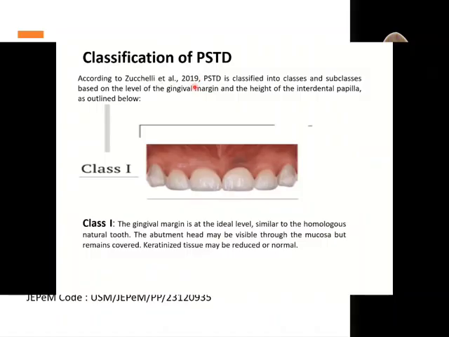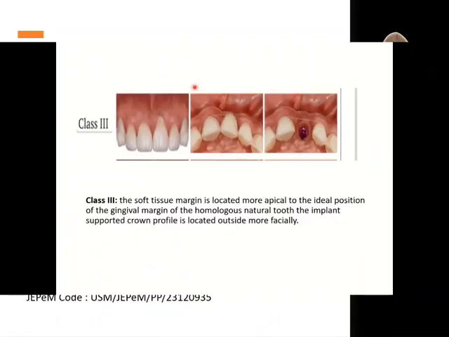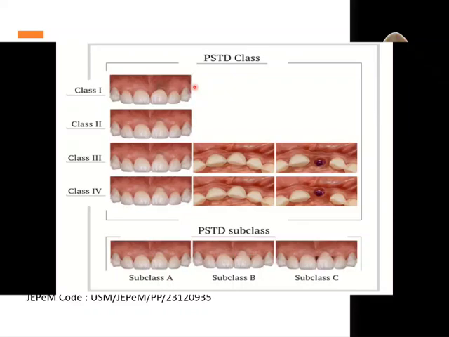Classification of BSTD: this is a separate examination for each class and subclass. BSTD is classified by Kulle 2019 into classes and subclasses, with class based on the level of the gingival margin, and subclasses based on the height of the interdental papillae. Each class has subclasses except class 1, which doesn't have subclass C because it is difficult to detect clinically.